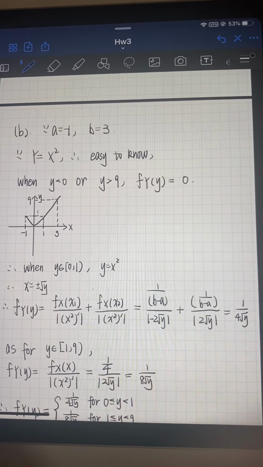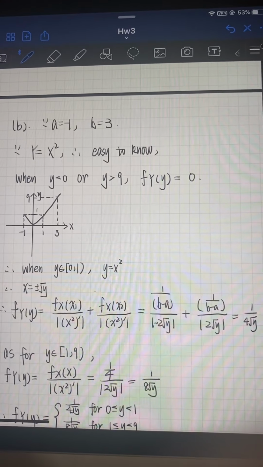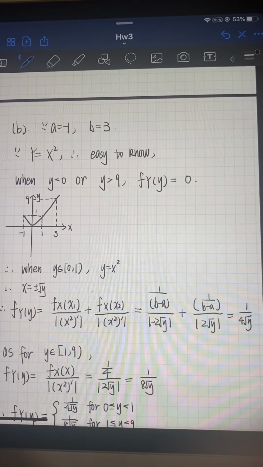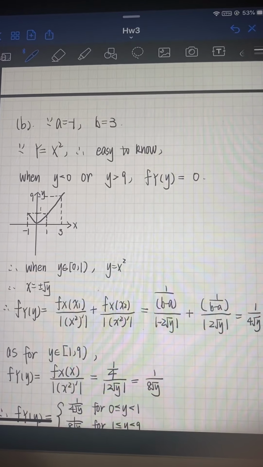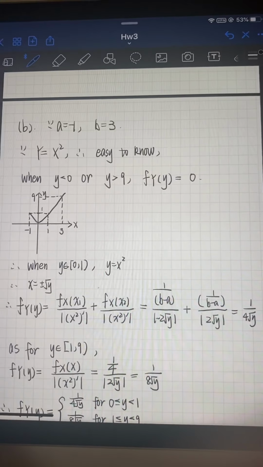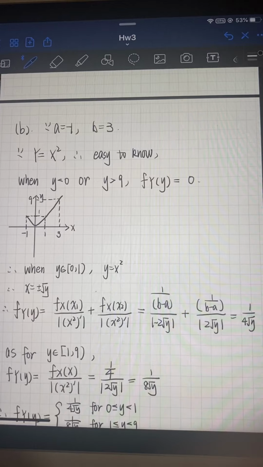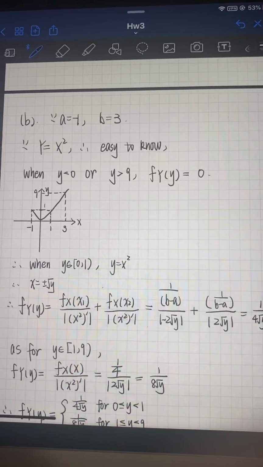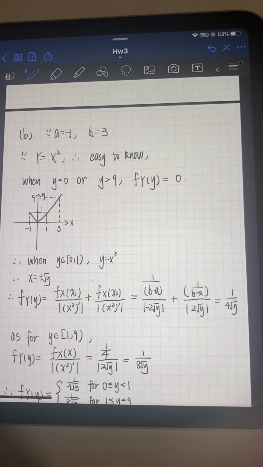And for the second part of the question, we already know that a equals -1 and b equals +3, and y equals x squared. It's easy to know that when y is smaller than 0 or larger than 9, the f_Y is 0. And we should divide it into two situations.